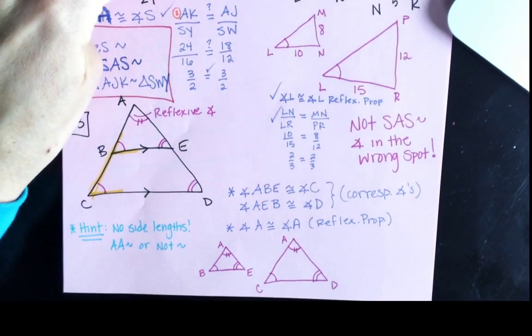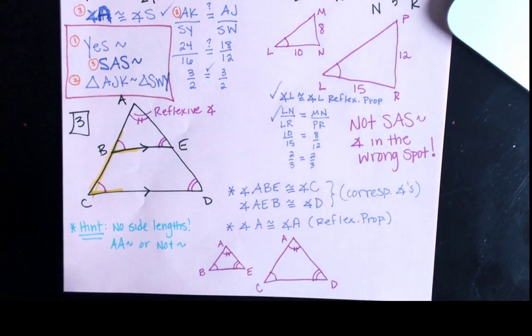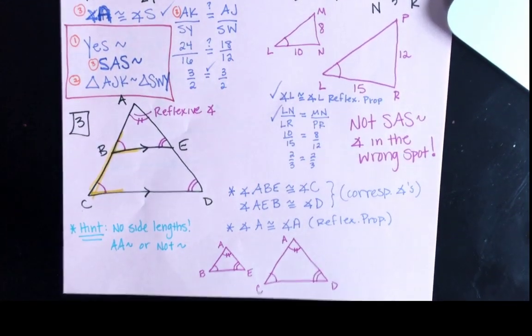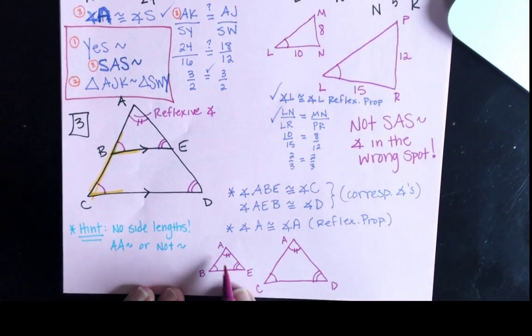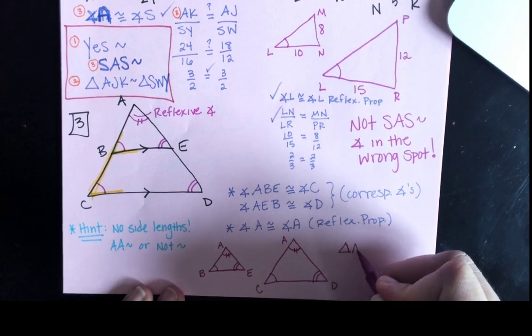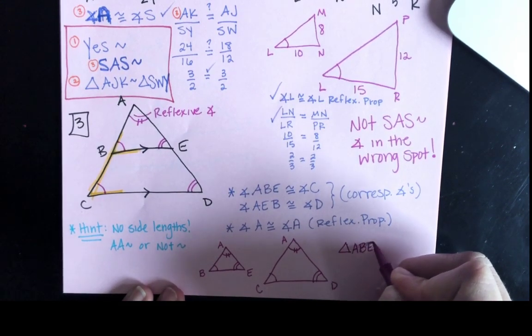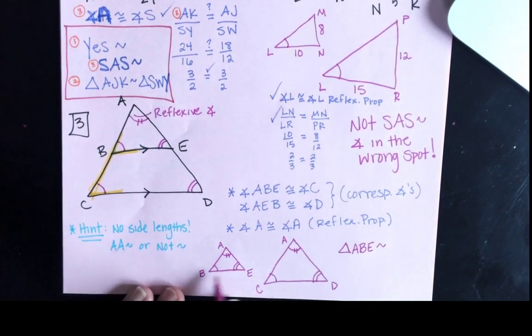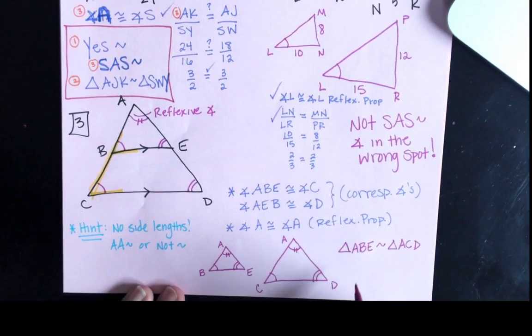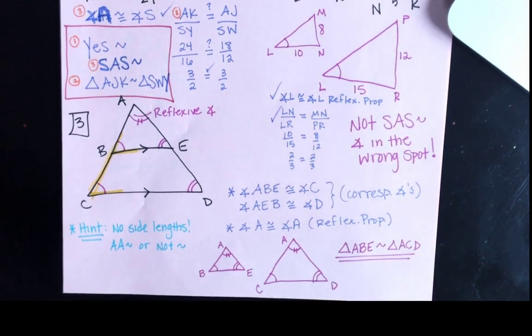So up here, we needed to write a similarity statement. In number 2, we couldn't because it wasn't side angle side. Now in this one, I can use the matching to do A, B, E is similar to A, C, D, and I can follow the tick marks to help.